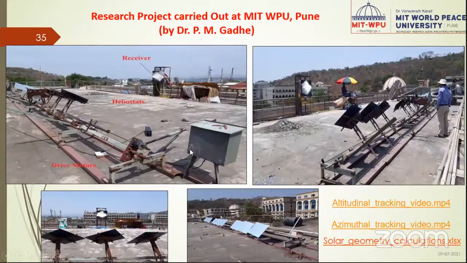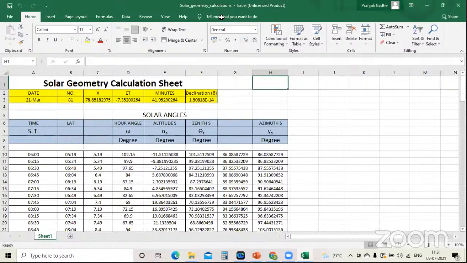Initially, we tested this system for tracking, and for tracking we made the calculations. The solar geometry calculation is very important. I'll show you the Excel sheet of this. You can see that just by putting the day here, we can find out the angles.